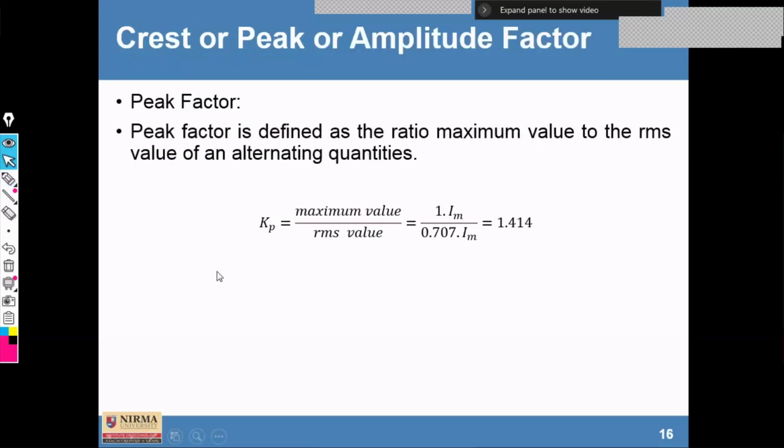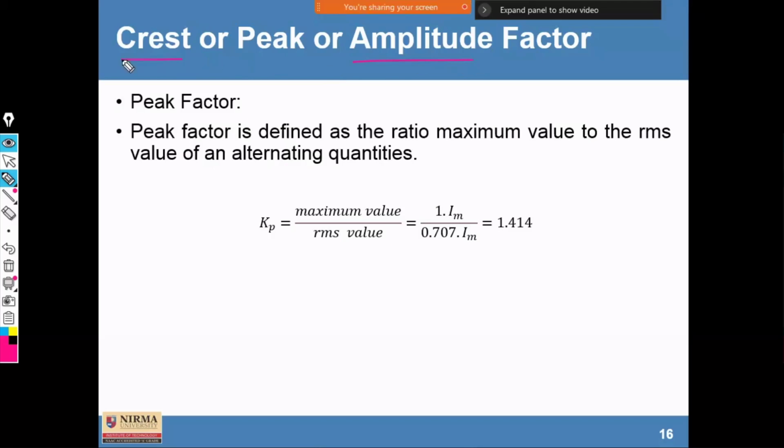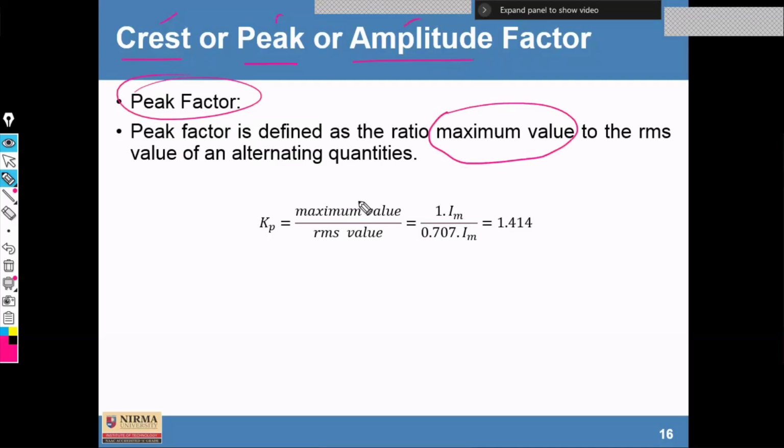Similarly, we can go for peak factor. So peak factor may be known as amplitude factor, may be known as crest factor. The meaning is maximum value. Peak value, amplitude, or maybe a crest factor. So either of any these three different names, but the factor is same. So peak factor, or we can say crest factor, or we can say amplitude factor, is defined as the ratio of maximum value to the RMS value.